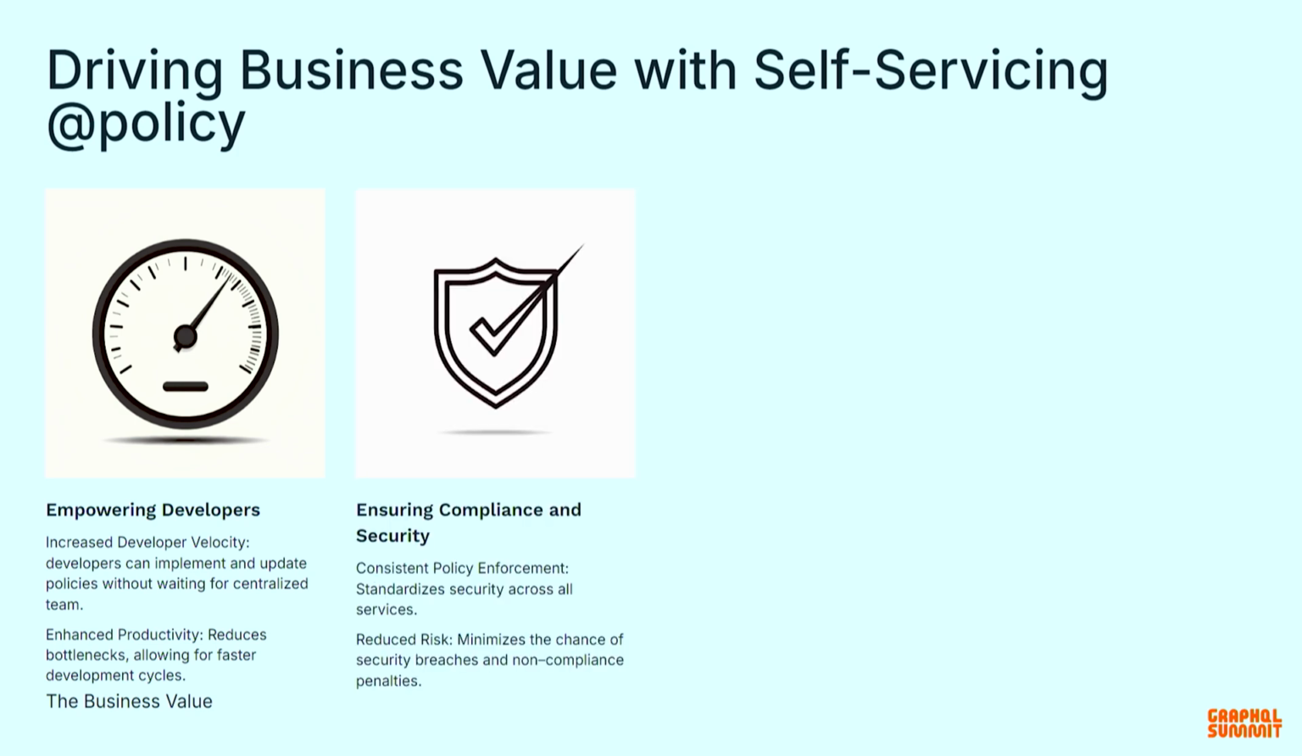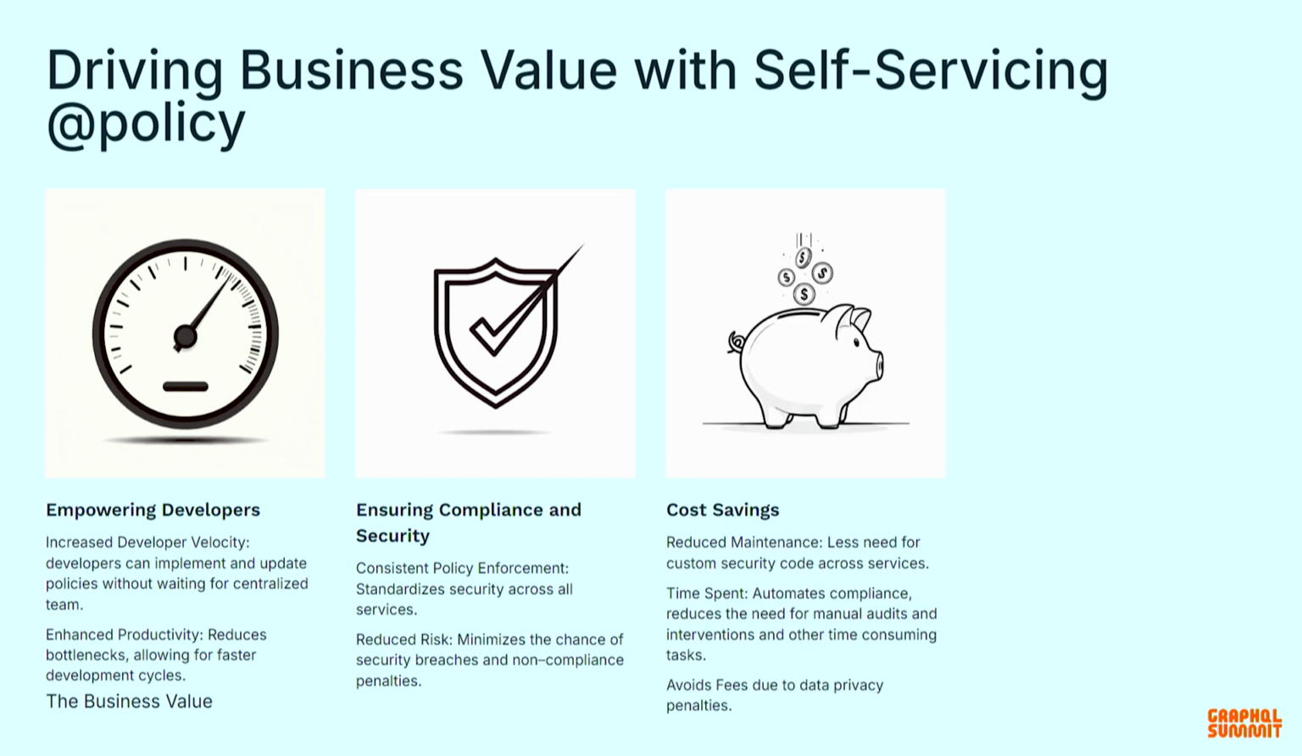The second value is ensuring compliance and security. We now have consistent policy enforcement across all services by using the add policy directive along with claims and scopes. By making it super easy to apply secure guardrails, we minimize the chances of security breaches and non-compliance penalties. The third business value is cost savings. We have less need for custom security code across services and programming languages. And we've automated compliance, thus reducing the need for manual audits and interventions as well as other time-consuming tasks. We are also able to avoid huge fees due to data privacy penalties.